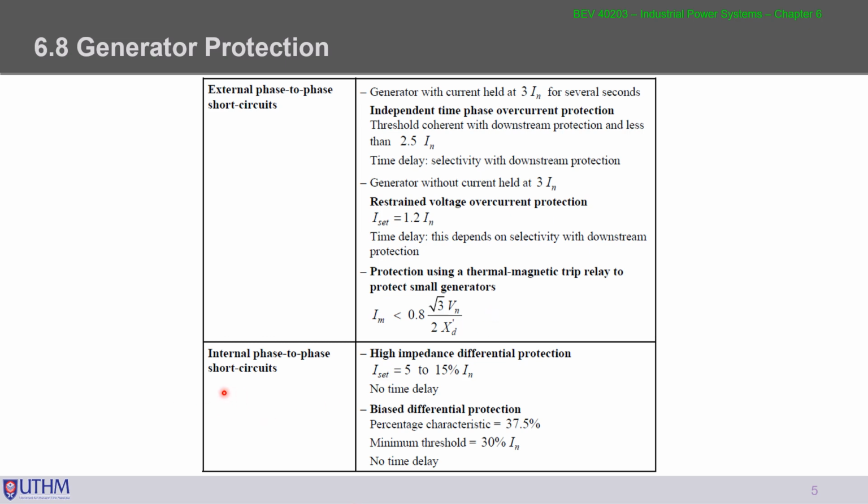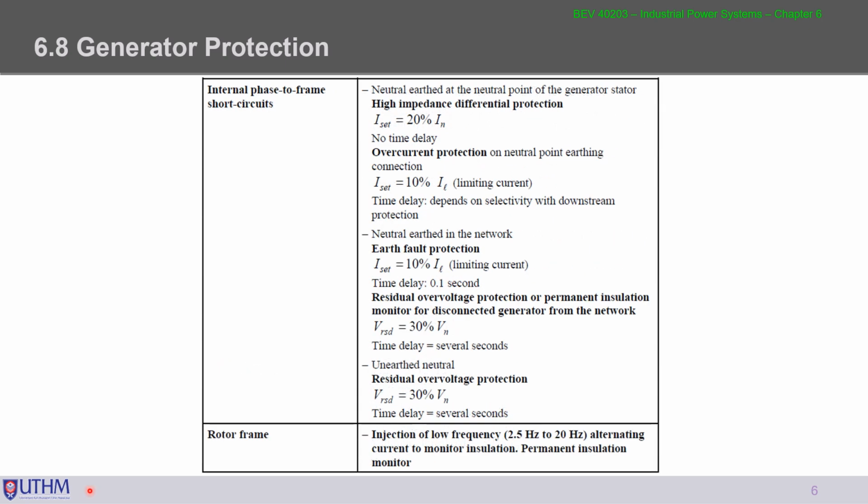Next is the internal phase-to-phase short circuits. If you use high impedance differential protection, then I set is equal to 5 to 15% of IN. There is no time delay, but we have to set the IN. And if bias differential protection, the percentage characteristic is 77.5%, and the minimum threshold is up to 30% IN, and there is also no time delay.